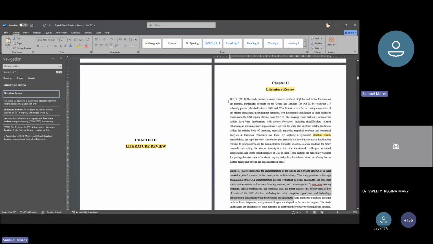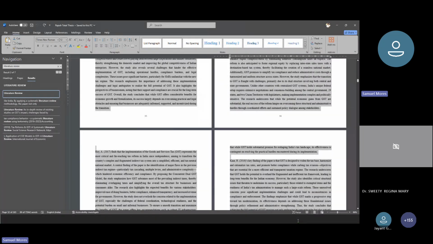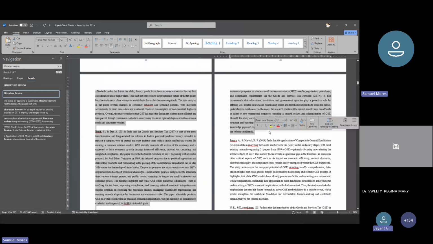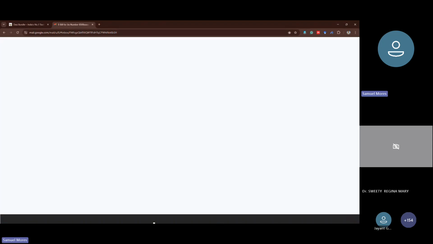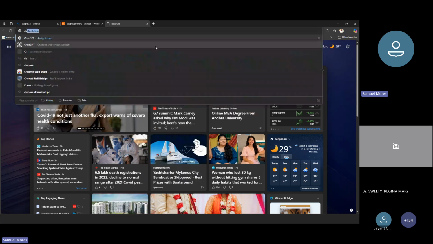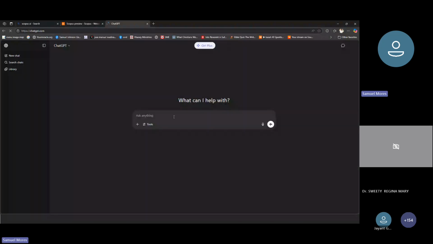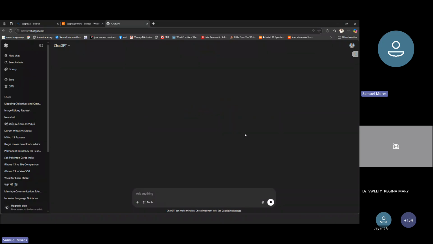For example, if I copy this entire thing, let's say 20 papers information, I copy it and I have gone to ChatGPT. For example, if I say write a literature review about GST in India, it will give something.